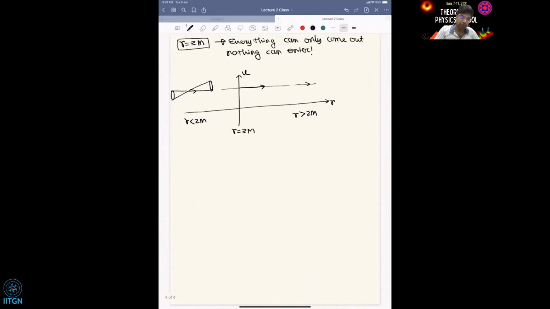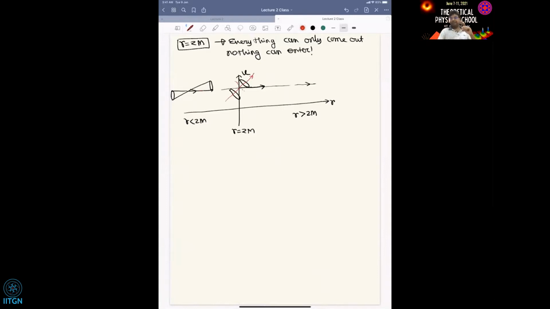And then you can write down this light cone structure to be like this. Now you can see, you can only go out. You cannot enter. So if you want to enter here, you have to cross the light cone. That means locally you have to move faster than the speed of light. That is not allowed.